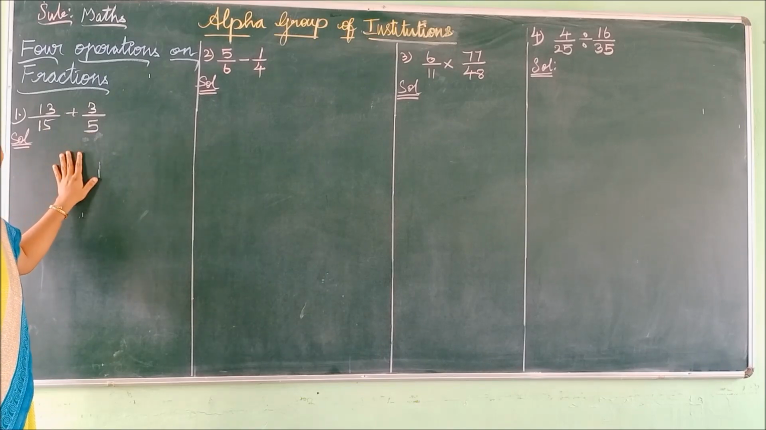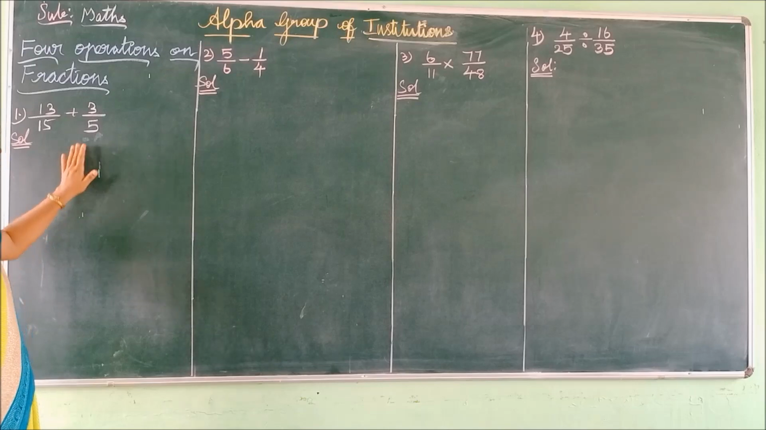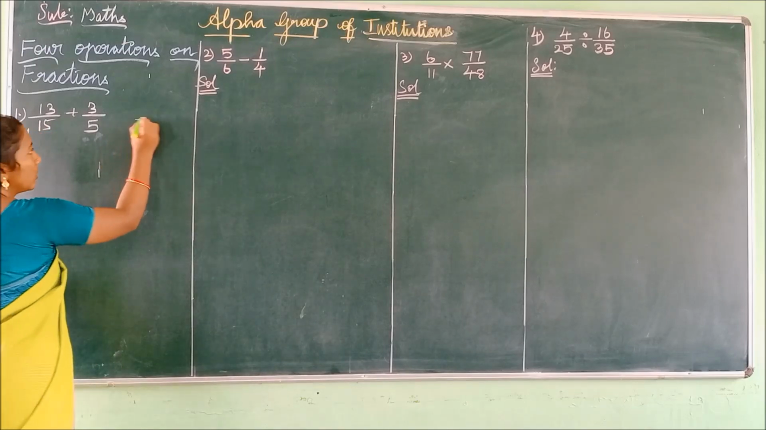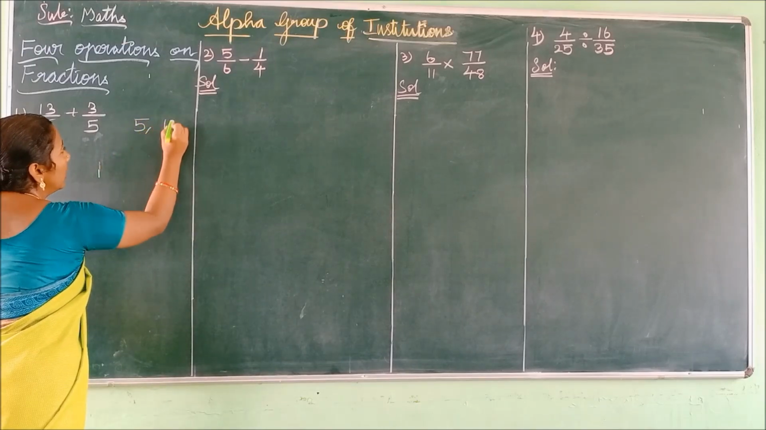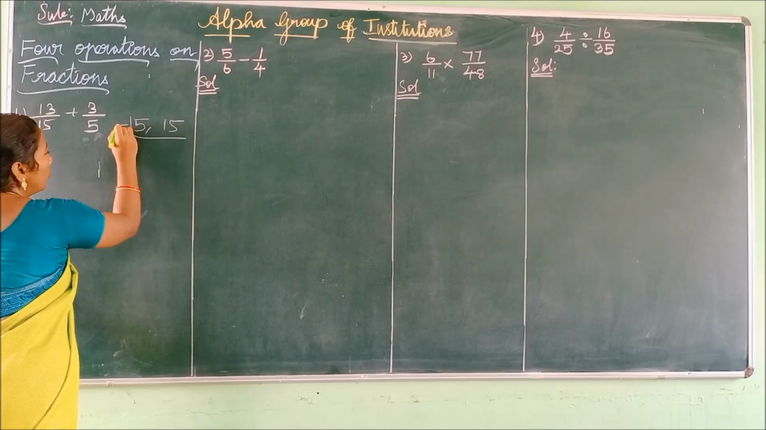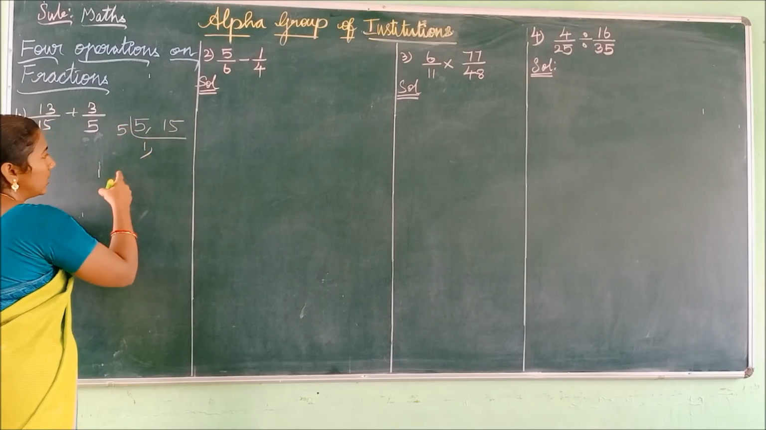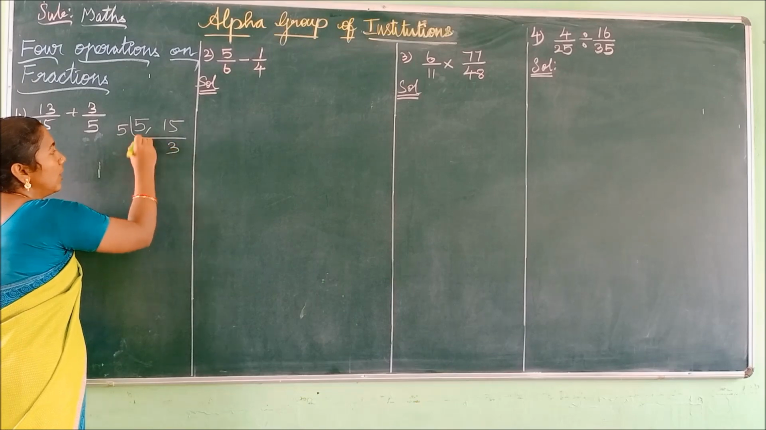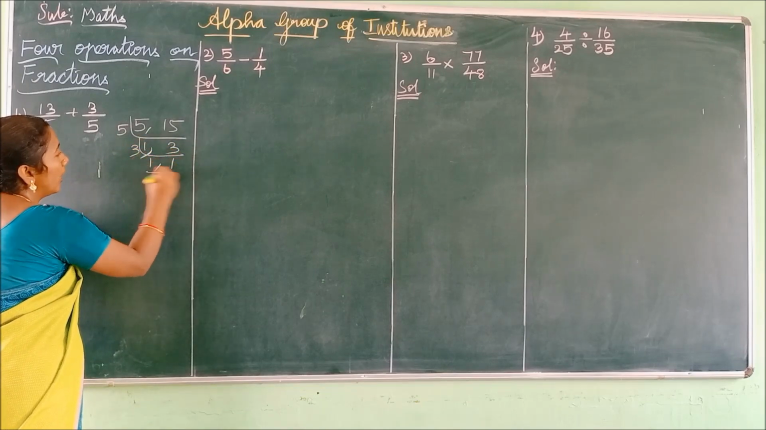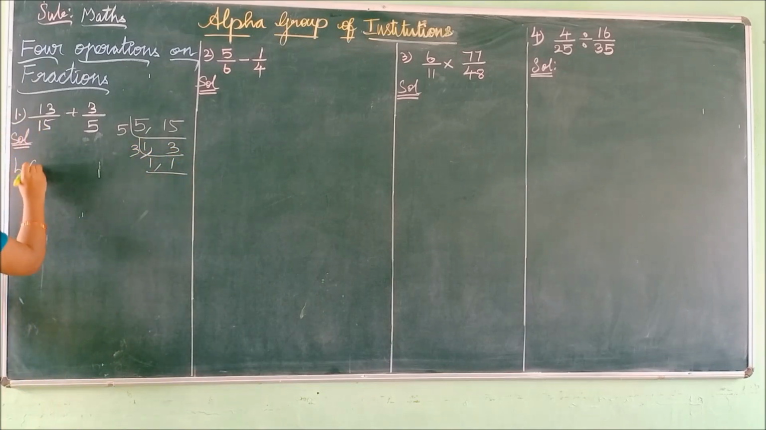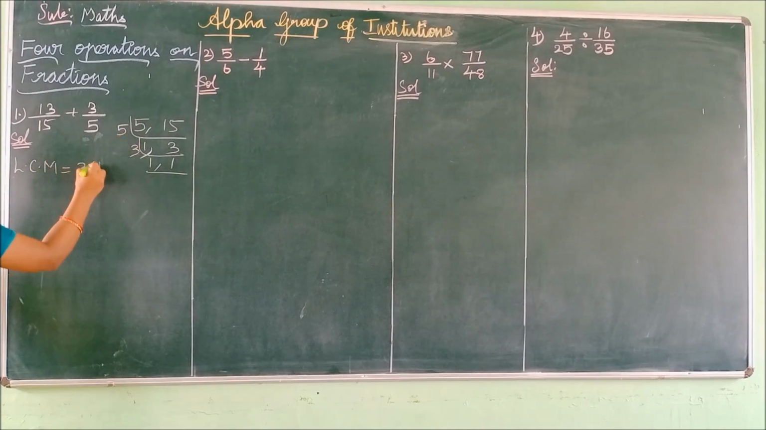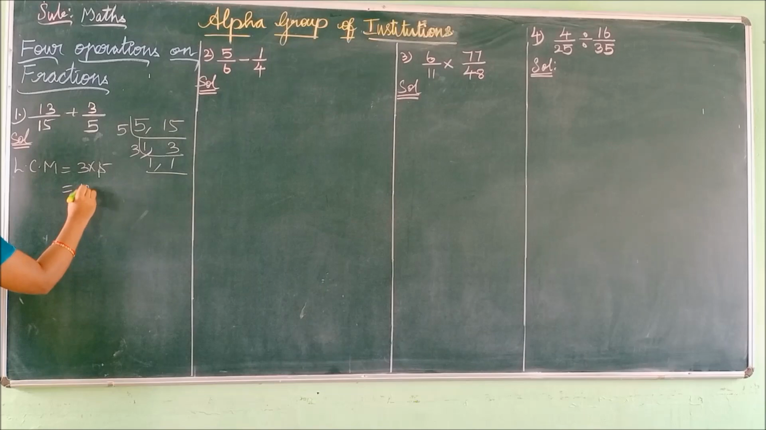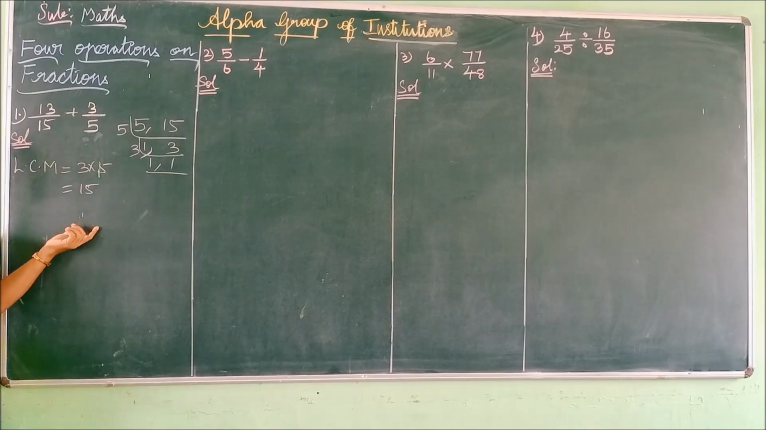How do you convert them into like fractions? By taking the LCM of their denominators. What are the denominators? 5 and 15. So we have to use prime numbers for the factorization. So 1 5 is 5, 3 5s are 15. So what is the LCM of 5 and 15? 5 into 3. So our LCM is 15. Thus we have found the LCM of their denominators.